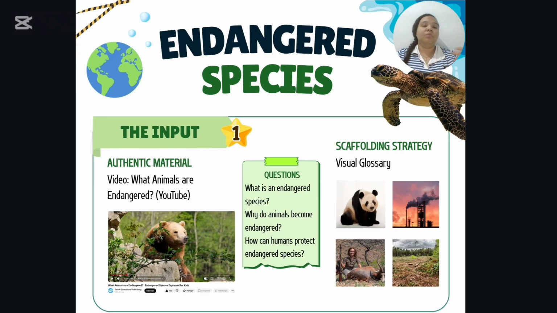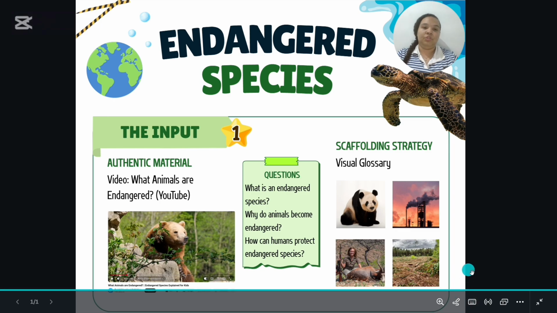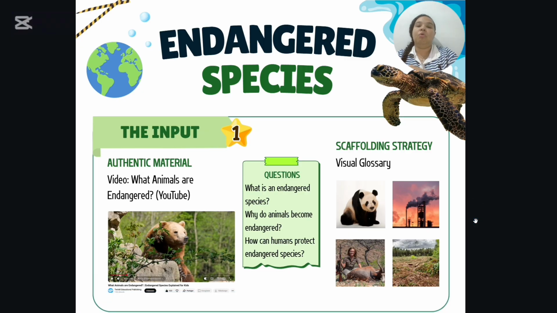When it comes to scaffolding, we use a visual glossary. Students learn vocabulary through pictures, such as endangered species, pollution, hunting, and habitat loss. This visual support reduces the language barriers and helps students understand the content before moving to the next stage. Once students understand the topic and the key vocabulary, they are ready to interact with the content.